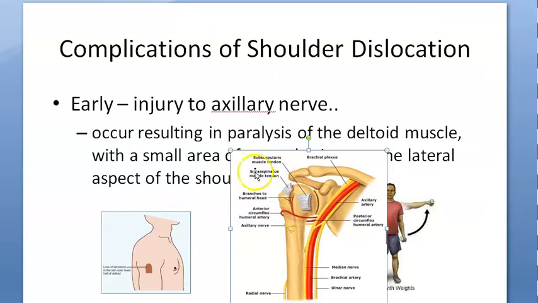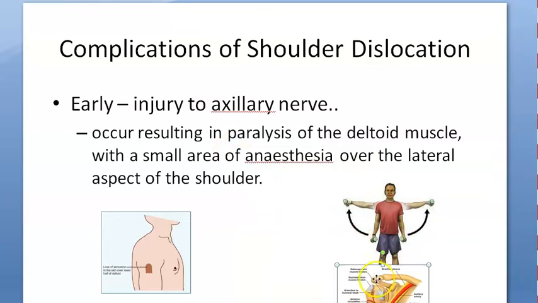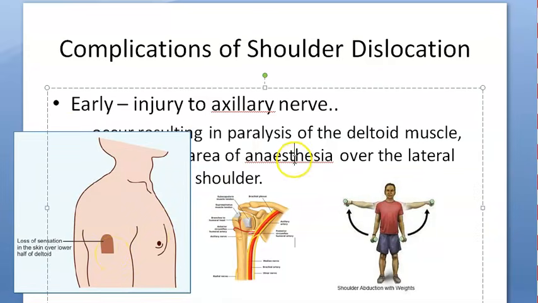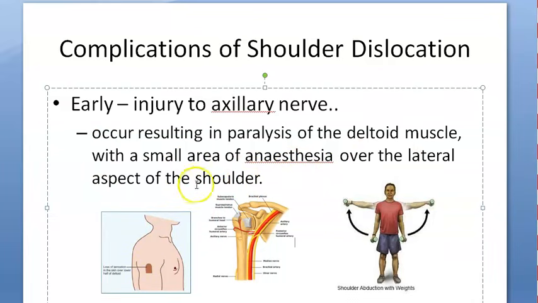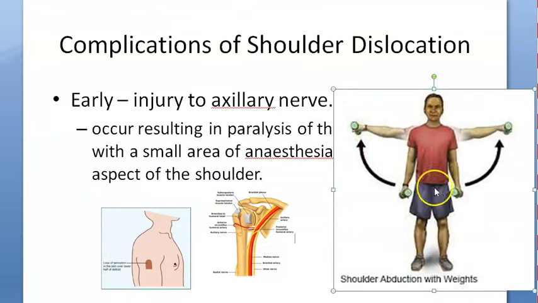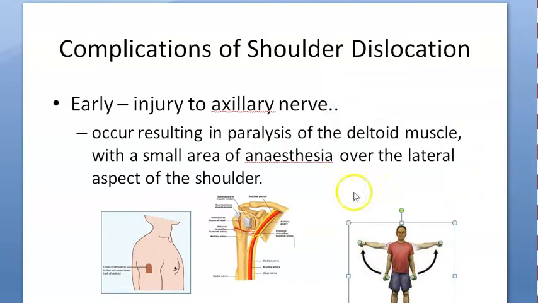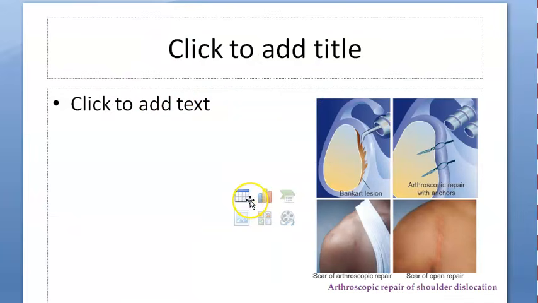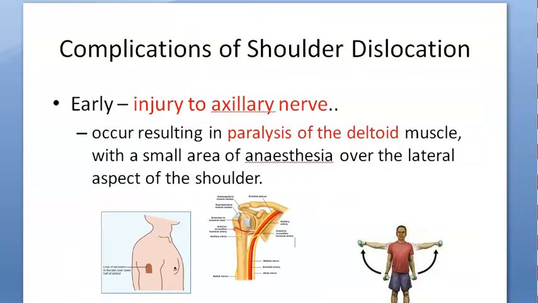If there is damage to this, there will be paralysis of the deltoid muscle, okay? So they'll have an anesthetic patch here, a small area of anesthesia. It's called the regimental badge area, where they put their military badges, right? That area is anesthetized, okay? That is the lateral aspect of the shoulder. How you can also know is you can ask him to abduct, but he can't abduct, by the way, because he has shoulder dislocation. But whenever he is trying, there is absence of contraction of the deltoid. Deltoid is paralyzed. Paralysis of the deltoid muscle, because of what? Injury to the axillary nerve. Nerve itself injured now. That is one of the complications of shoulder dislocation. Then, late complications we have to look at.